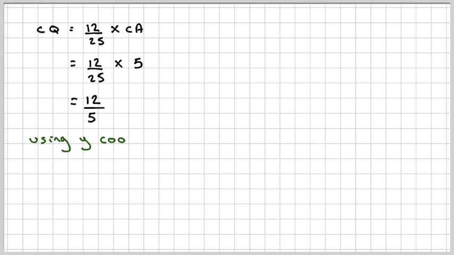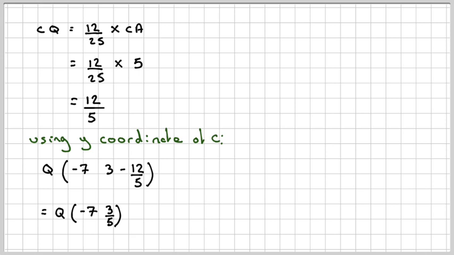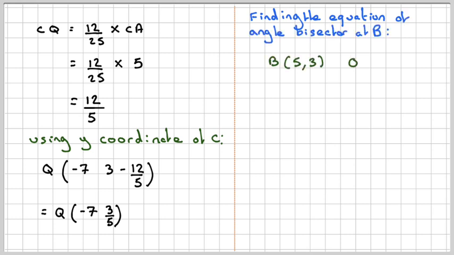So using the y-coordinate of C, the x-coordinates were the same. Q will be minus 7, 3 minus 12 over 5. If you remember, C was at the top and A was lower down. So that's going to give me minus 7, comma, 3 over 5. There should be a comma in there. Anyhow, finding the equation of the angle bisector at B, we're going to use 5, 3, and this point Q, minus 7, comma, 3 over 5.